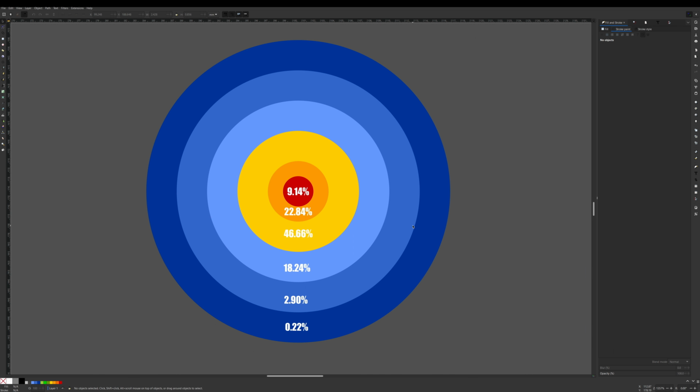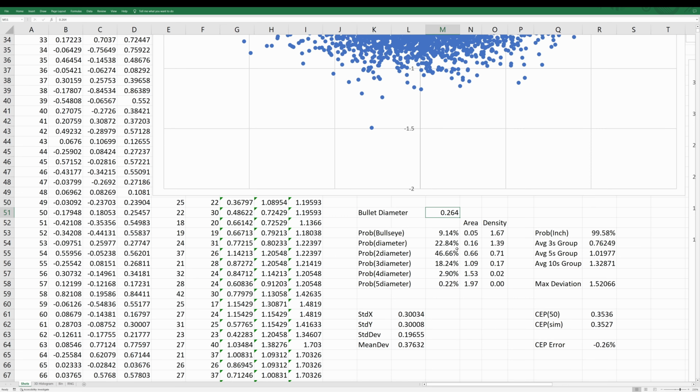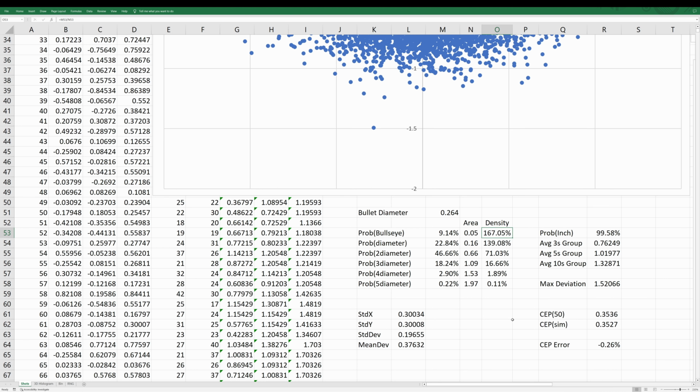So whenever you're talking about probability density, the center is actually the highest probability density area. It's just that it also represents the smallest area of the target. And so I actually plotted that too. What is the area of one bullet, basically? If you've got a bullet with a diameter of 0.264, that's an area of 0.05 inches that the bullet has to strike to be a bullseye. That has a probability density of 1.67, which, if I turn these into percentages, you'll realize is exceptionally high: 167% per inch. That is the probability density at this point.